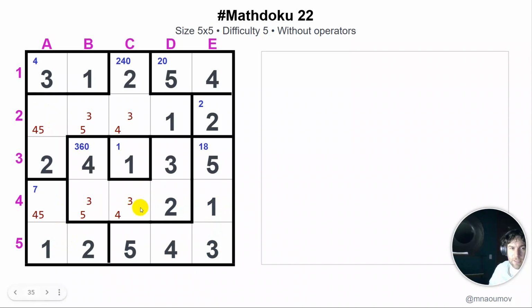Next step. As we knew, these two cells, 1 and 2, have to give 7, so it can be only 4. And now we have more to eliminate.